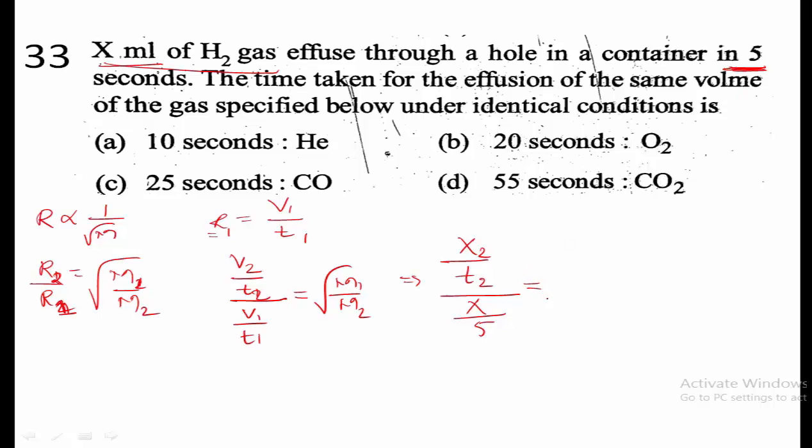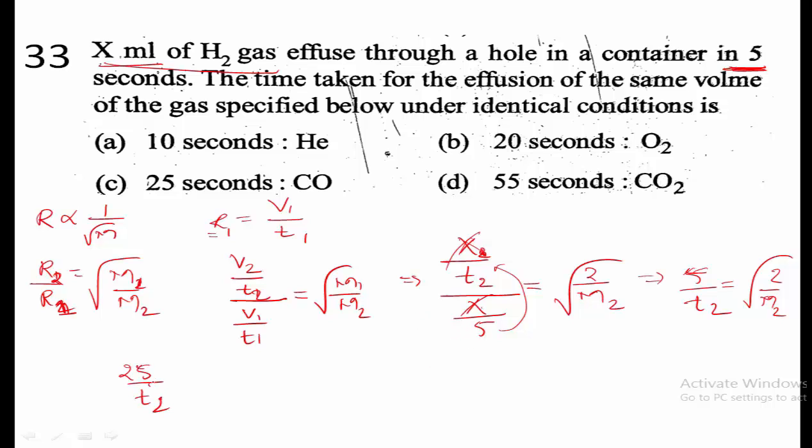So this is equal to square root of M1, the molar mass of hydrogen, that is 2, divided by M2, which is unknown. What it implies is 5 goes here, so it gives 5 divided by t2. Because it is x, the x also gets canceled out, so you will get 5 divided by t2 is equal to square root of 2 divided by M2. Now again squaring on both sides, what you will get is 25 divided by t2 square is equal to 2 divided by M2. This you should calculate.